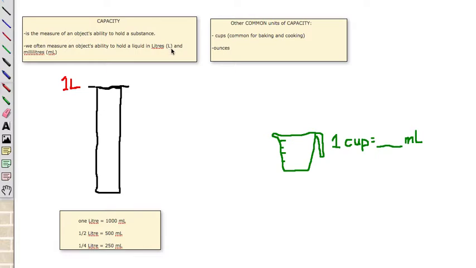And we often measure an object's ability to hold a liquid in liters, which we use the unit of measure as a capital L, and milliliters. And so when we're representing our units in math, we use the small m and the capital L for milliliters. Now, at home, we have tools like a measuring cup here, and those tools are cups. And sometimes on our cups, which we use for baking and cooking, we might see the symbol ounces. And so ounces and cups are usually American units of standard for measurement.